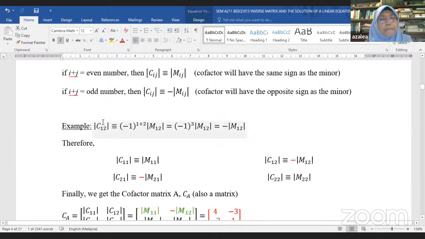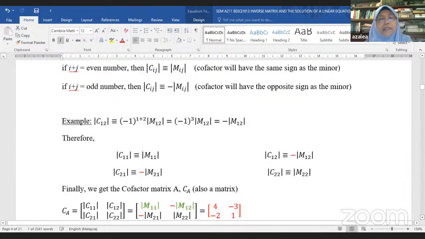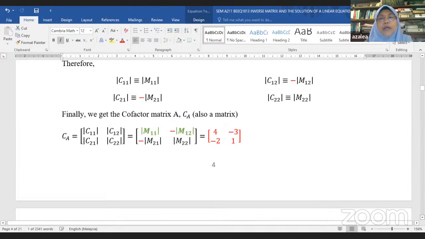Okay, so for C12, substitute 1 and 2 into the formula, then you'll get minus 1 to the power of 3. So minus 1 times minus 1 times minus 1, you get minus 1. So minus 1 times the minor of 1, 2. So we get the cofactor, which will take the opposite sign of the minor. I have shown here all the 4 cofactors.